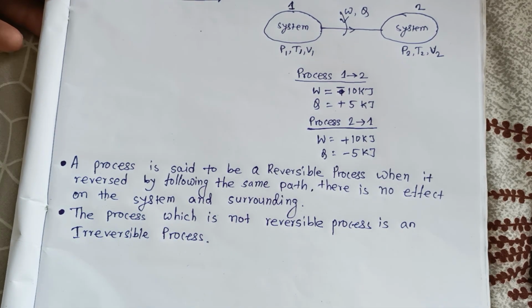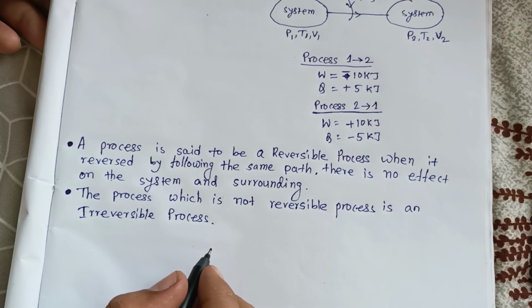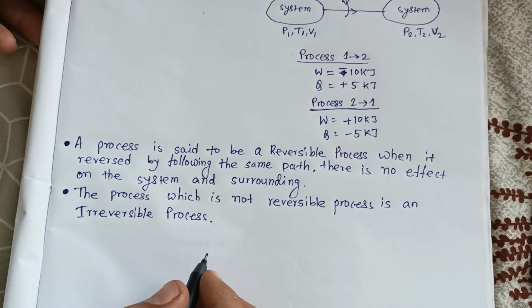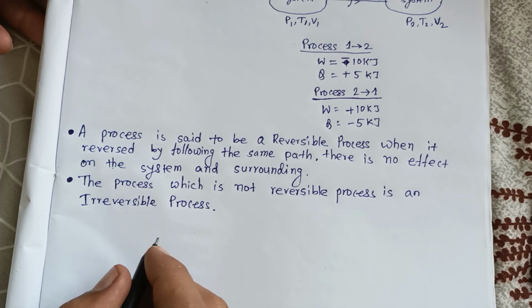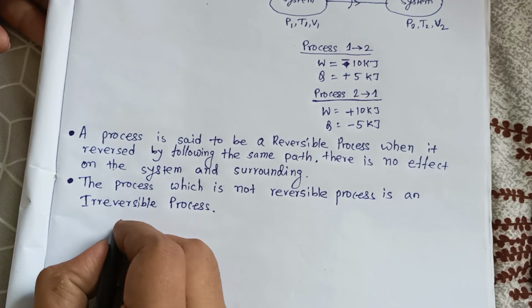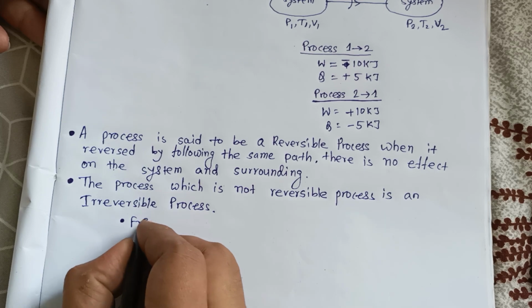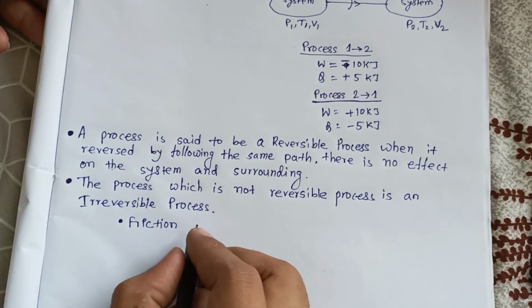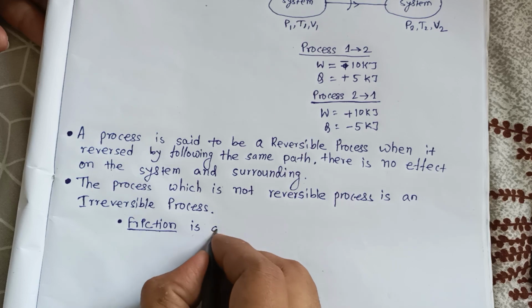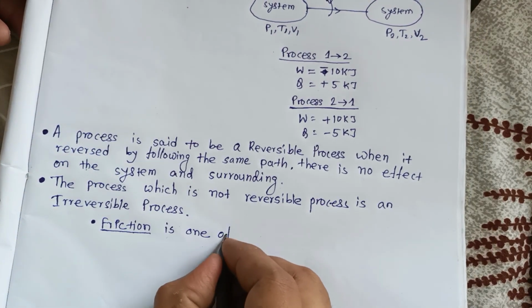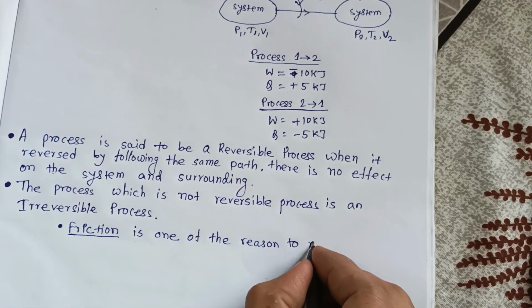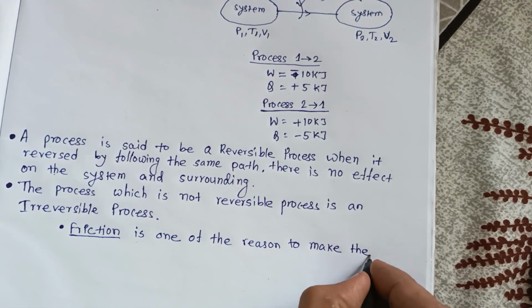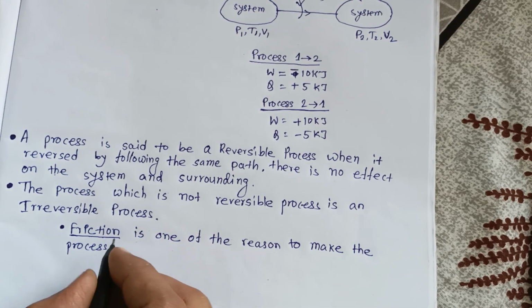The main cause of irreversible process is friction. You should remember that the main cause of irreversible process is friction. Friction is one of the reasons to make the process irreversible.